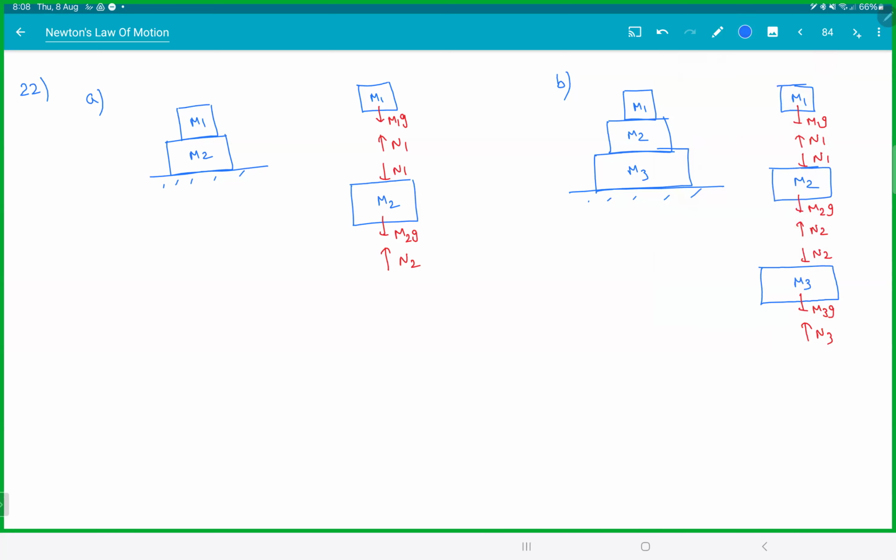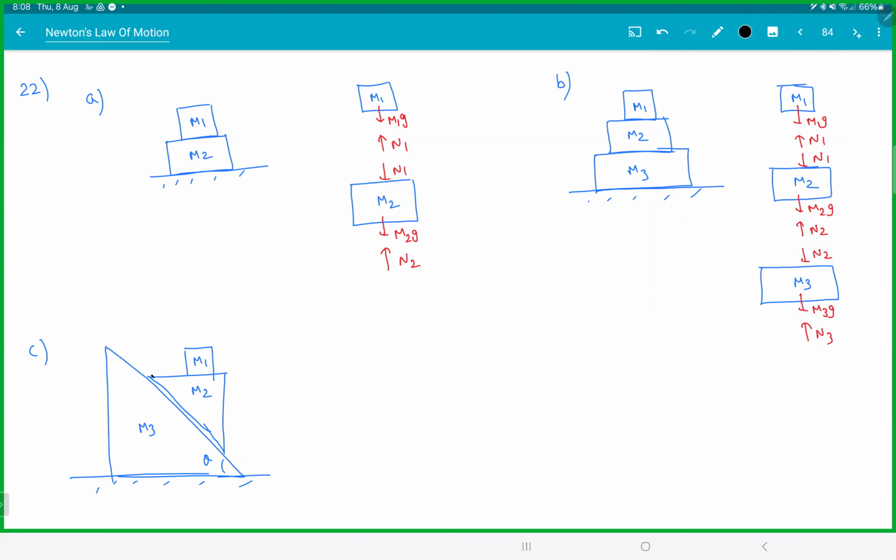That's it. So for an FBD, you just draw the forces acting on the body. Please have a look at A and B. Ask me if you're confused. Don't worry about components, nothing, just the forces. Can you draw the FBD of M1, M2, M3?